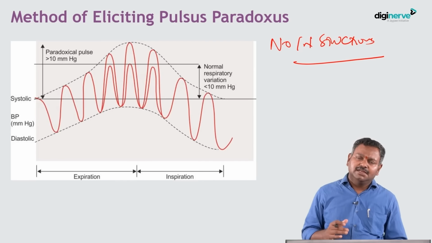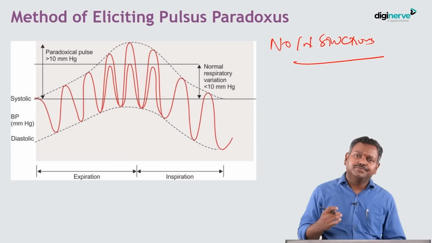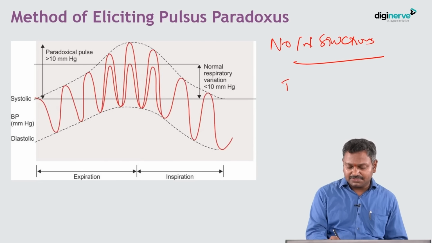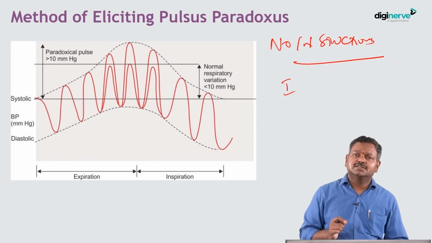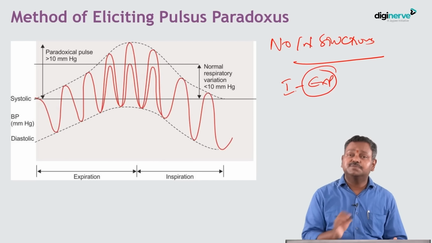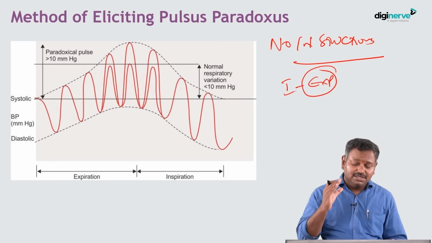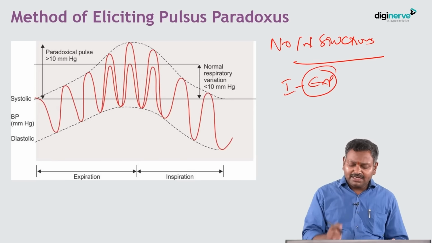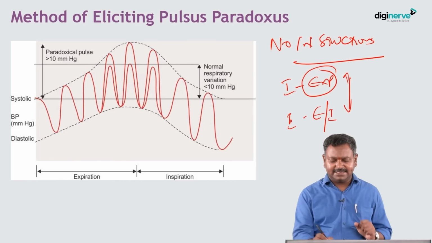Tie the BP cuff, go above systolic and start slowly lowering. Now you will hear the first Korotkoff sound. Just stop there. Observe the patient, inspiration, expiration. What should happen normally? Normally the first Korotkoff sound should be heard only in expiration, not in inspiration. That should be normal physiology. Start slowly lowering. At a lower blood pressure, you will start hearing both expiration and inspiration. Now measure the difference. Usually it's less than 10.